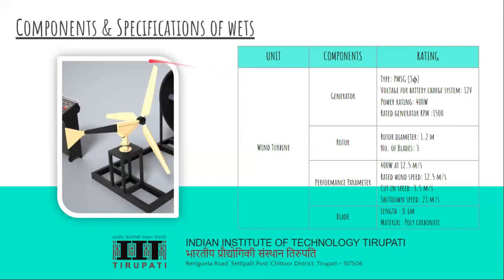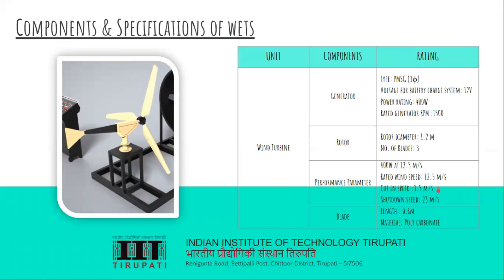This entire portion is called the rotor. Each blade has a length of 0.6 meter, so the rotor diameter is exactly double the blade length. The rotor diameter is 1.2 meter and the number of blades is 3.